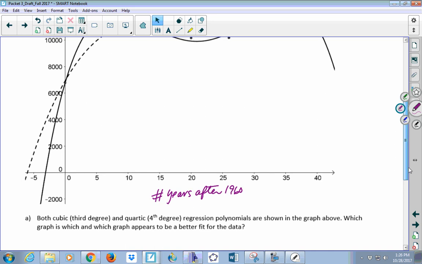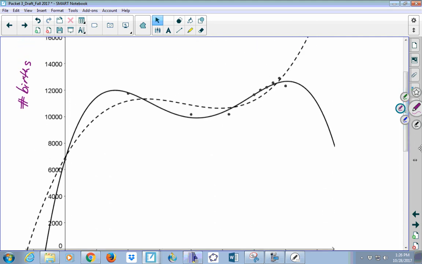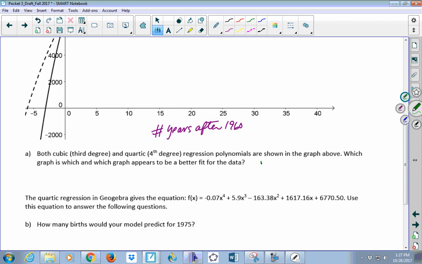Both the cubic and the quartic regression models are shown above in the graph. Which graph is which, and which graph appears to be a better fit? Okay, so we just discussed that. This is the quartic right here, this solid curve, and this is your cubic. So let's change the colors here, cubic. Okay, so which one appears to be the better fit? Again, the quartic looks to be closer to the points given than the cubic. So I'm going to go with the quartic. Quartic model appears to be the best fit.